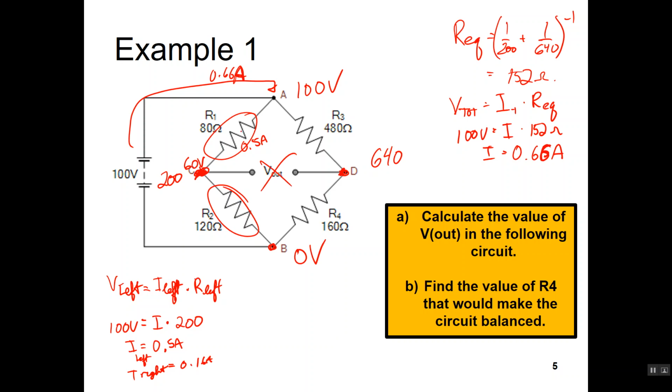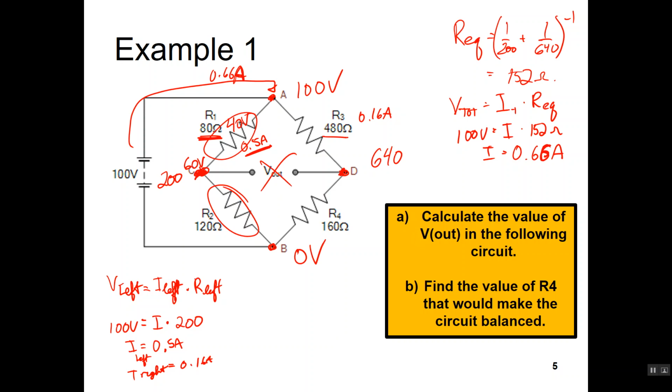Yeah, sure. So I figured out the voltage drop across R1 because I have the current passing through it and I have the resistance. So I can use Ohm's law. So this is 40 volts. And if I had 100 here and I lost 40, then that means I have 60 left here. And if this one had 0.16 amps passing through it, through a 480 ohm resistor, I can also figure out the voltage drop there.